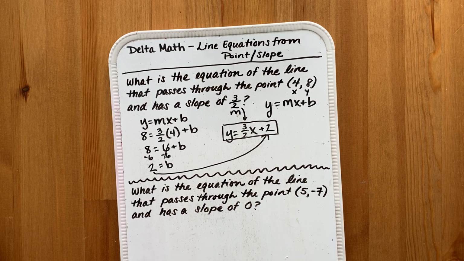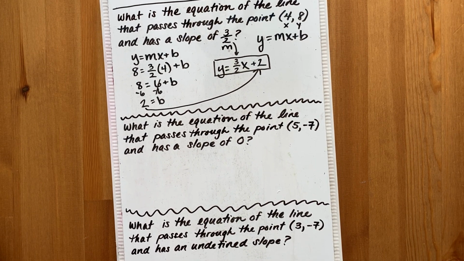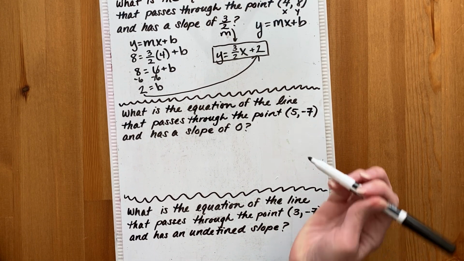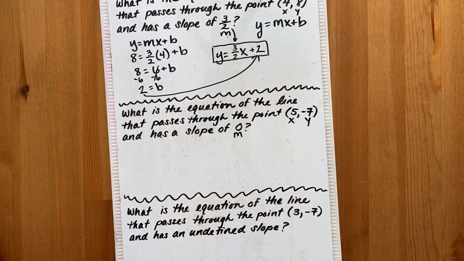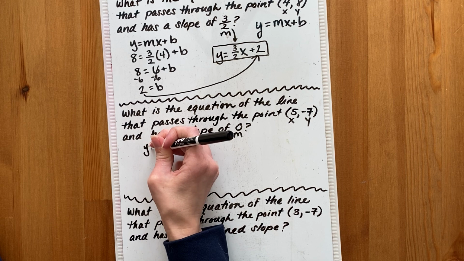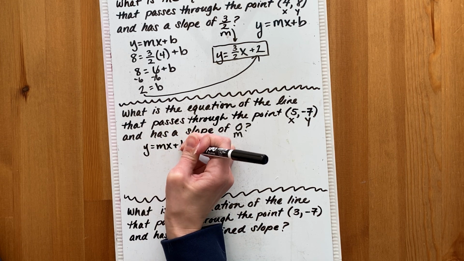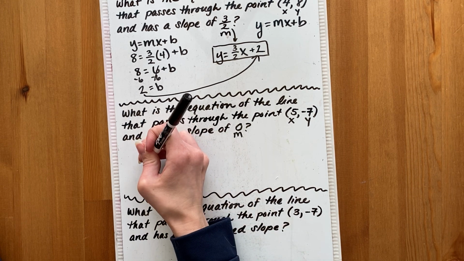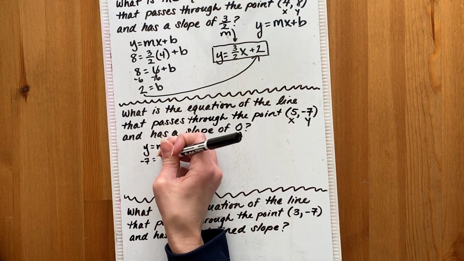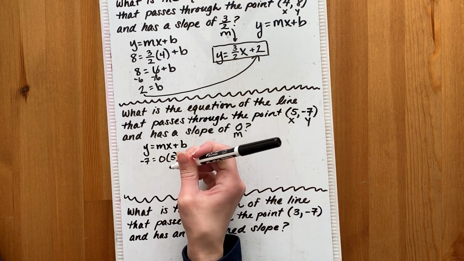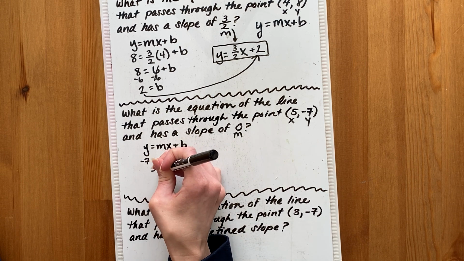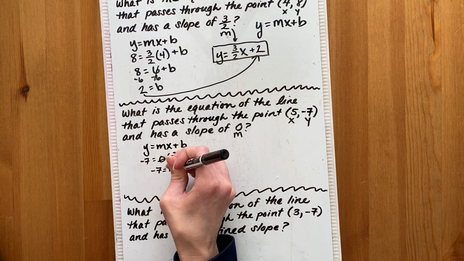Now, there are some special cases as well. Same idea. This is where you're still going to have an x, a y, and an m, but note that our m is 0. So you can still treat this like y equals mx plus b and do it the same way that we did up above, filling in -7, filling in 0, 5, and not knowing b still. 0 times 5 is 0, which just leaves us with -7 for b.